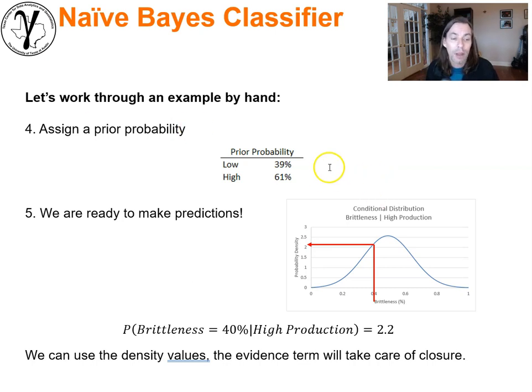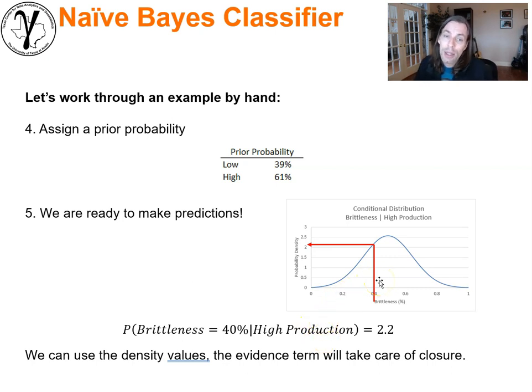So we have the probability of low production and high production, not a naive prior; I put something else in. Now we're ready to make predictions. You'll notice in the equation we're going to need the probability of brittleness of a certain value given high production, given the category that we're assessing at the time.